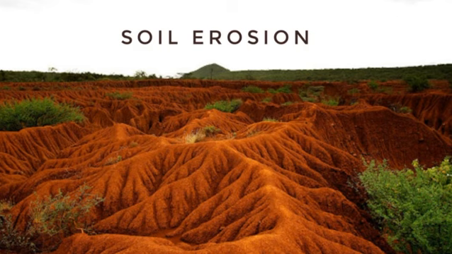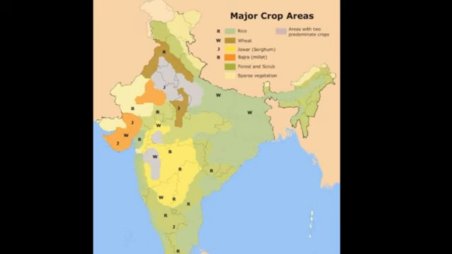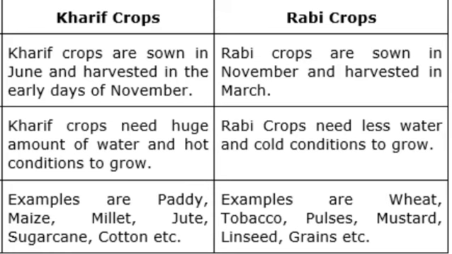Next, we are going to read about agriculture in India. India is one of the largest agricultural countries of the world. A variety of crops are grown in India. India has a favorable climate, monsoon rains, irrigation facilities and fertile soil.